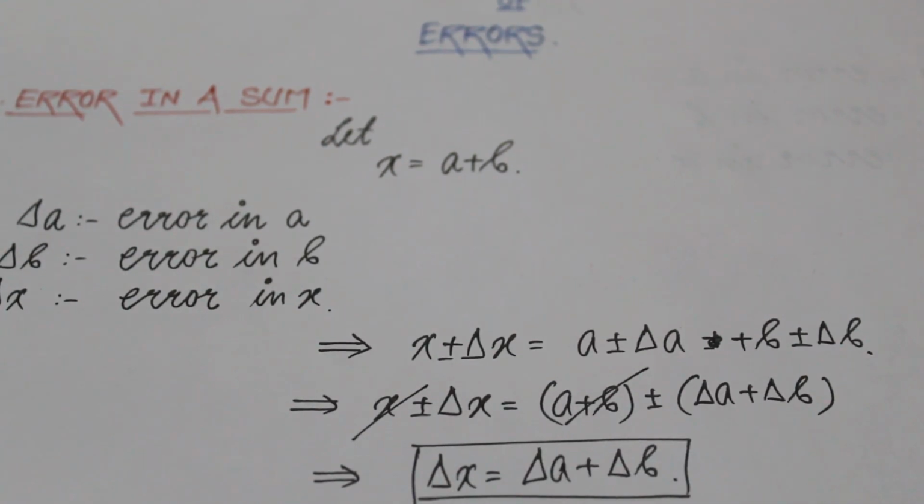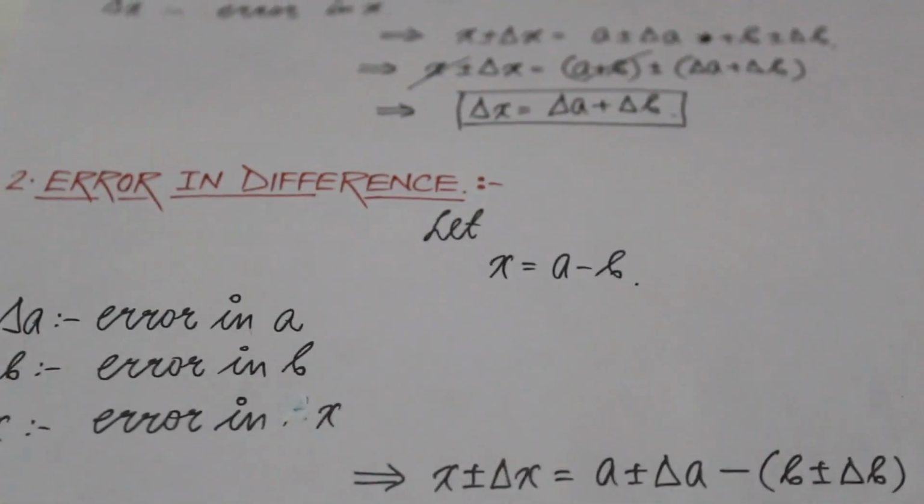It means in case of a sum, the errors also add up. For example, perimeter is given by 2 into L plus B. So let's say there is some error in length, and similarly there is some error in breadth. So the total error in perimeter will be the sum of error in length and the error in breadth.